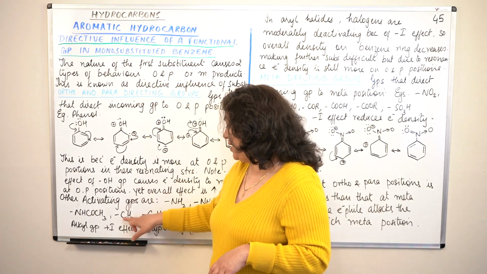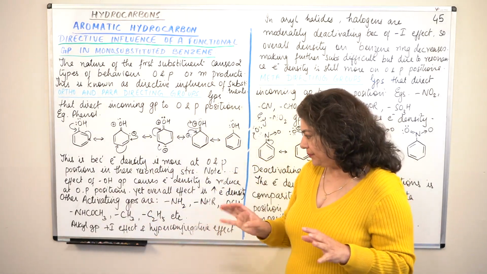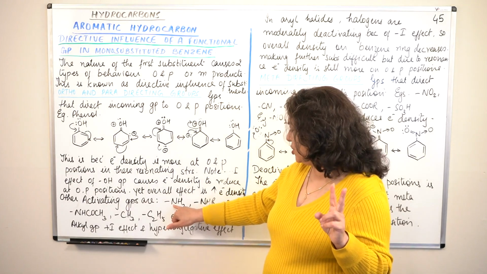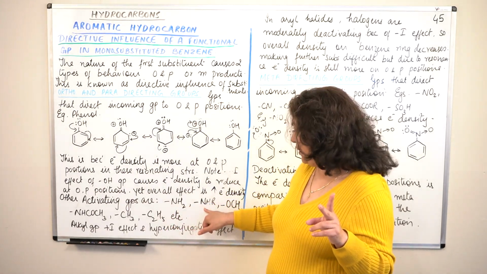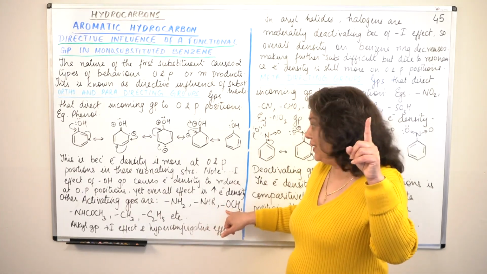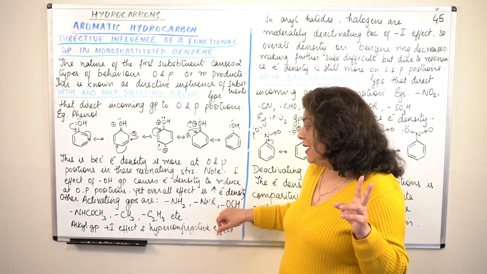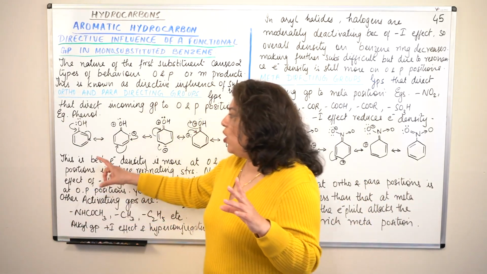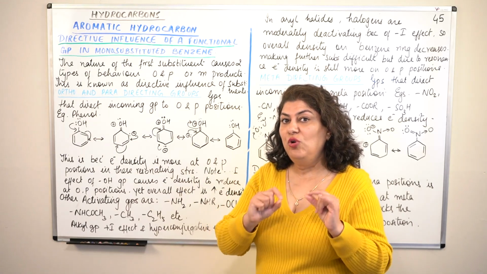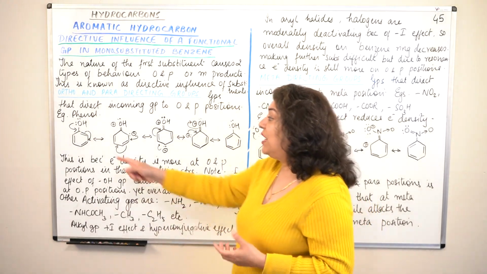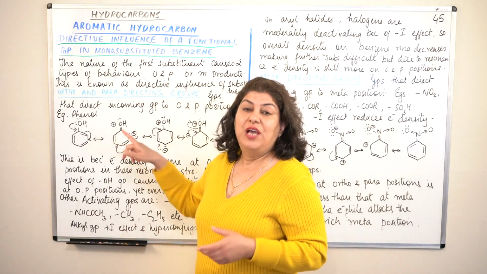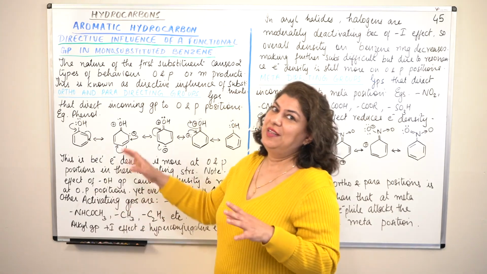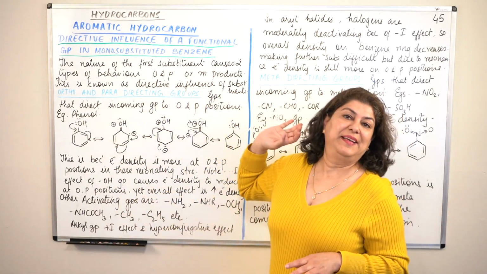NHCOCH3, CH3, C2H5, etc. If you look at nitrogen, it has a lone pair of electrons. NHR would have a lone pair of electrons. Oxygen has two lone pairs of electrons, as we saw in the OH group also. In NHCOCH3, again nitrogen has a lone pair of electrons. So all those atoms which have a lone pair of electrons which can be made available to form this double bond will be activating groups. And if they are activating groups, they would be ortho-para-directing.